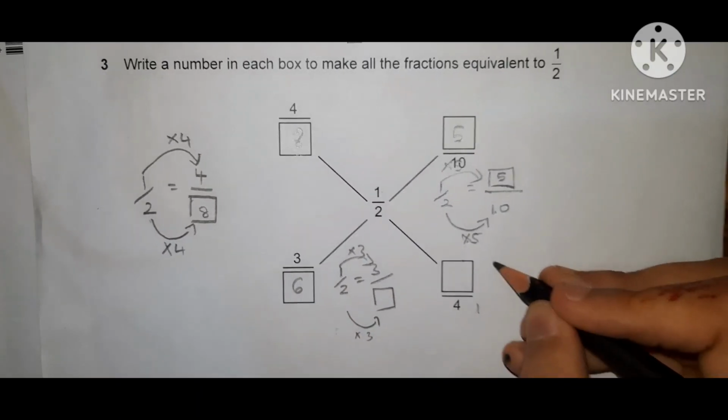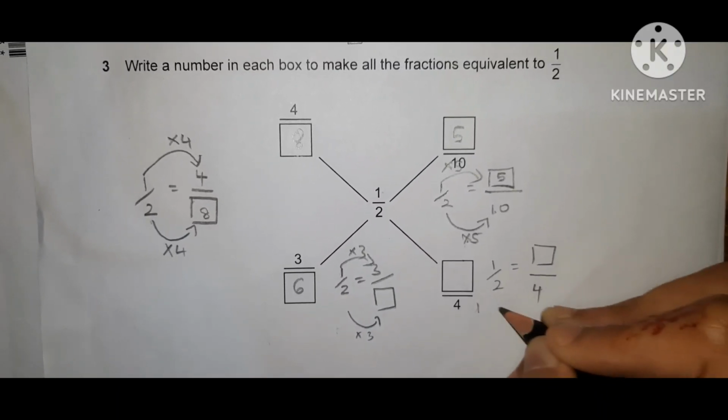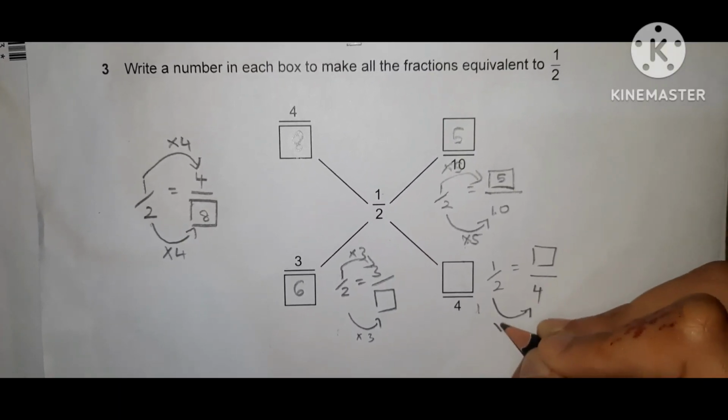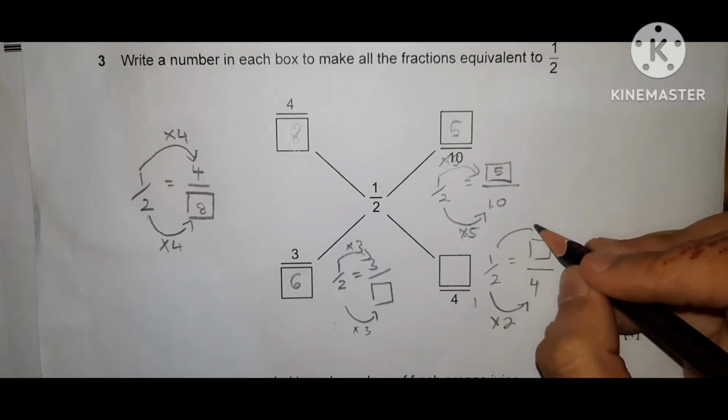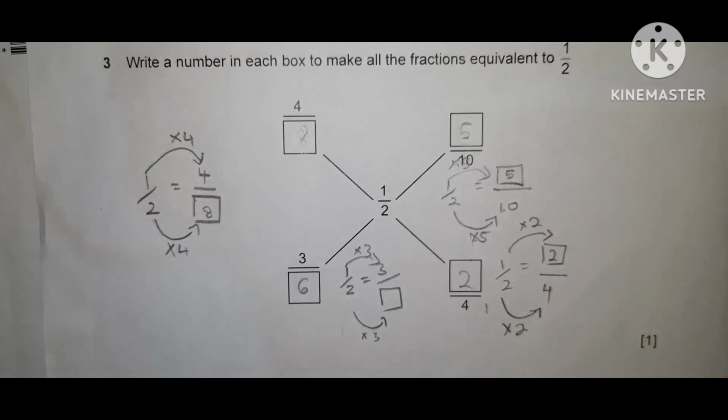Here even same thing. 1 over 2 is equal to dash over 4. From 2 to come to 4, we multiply it by 2. So do the same thing on top. You multiply it by 2. So you'll get 2. So it's 2 over 4.